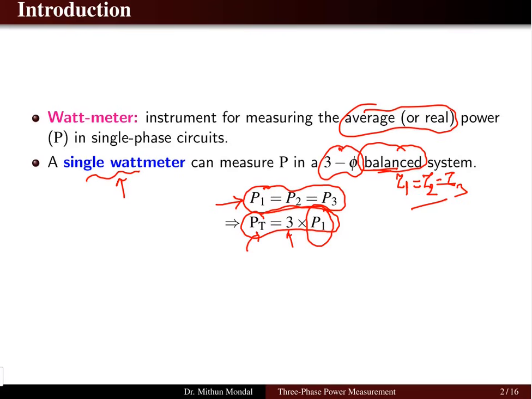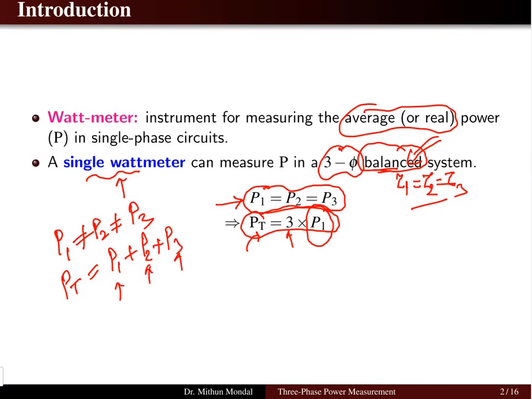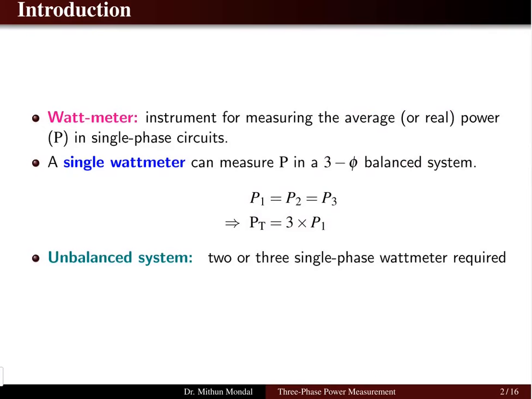But this is only for the balanced system. If the system is unbalanced, then power 1 will not be equal to power 2 in the second phase, and it will not be equal to power 3. So in that case, the total power will be the summation of the powers in the three phases. So we have to individually obtain these powers and add them when the system is unbalanced. So if the system is unbalanced, then we require 2 or 3 single phase wattmeters.